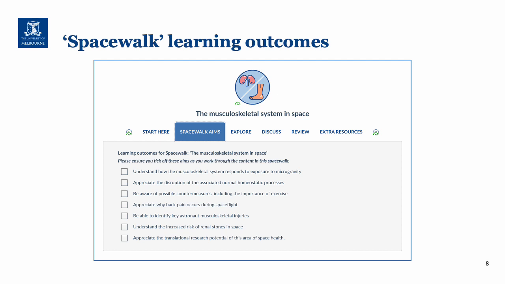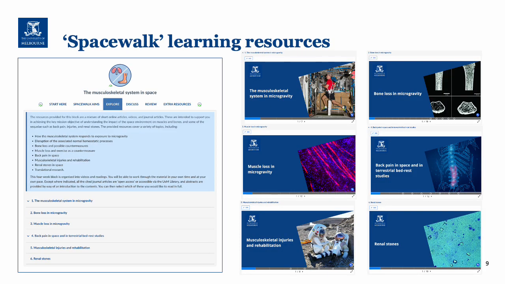The Explore topics are divided up into 6 broad areas, which are the musculoskeletal system in microgravity, bone loss in microgravity, muscle loss in microgravity, back pain in space and terrestrial bed rest studies, musculoskeletal injuries and rehabilitation, and renal stones.